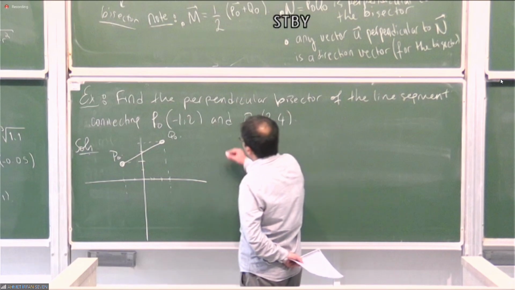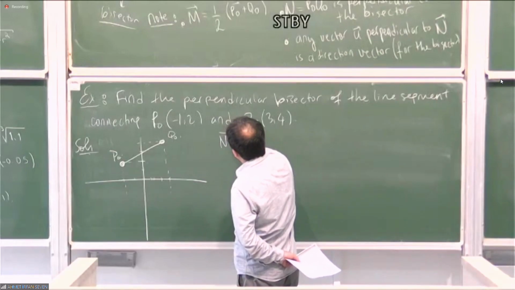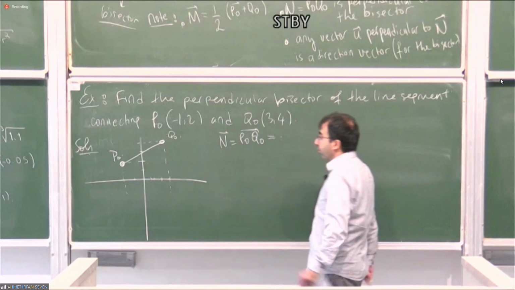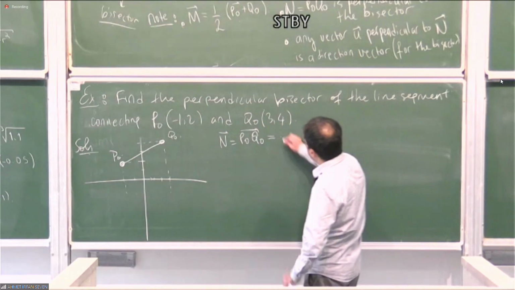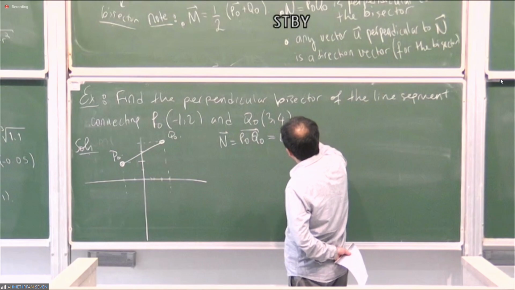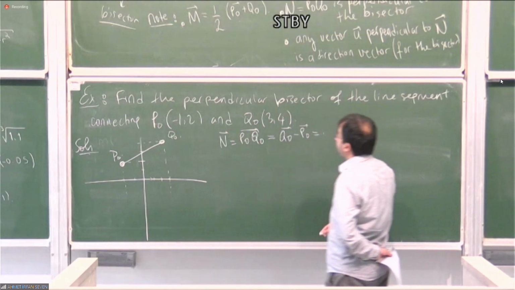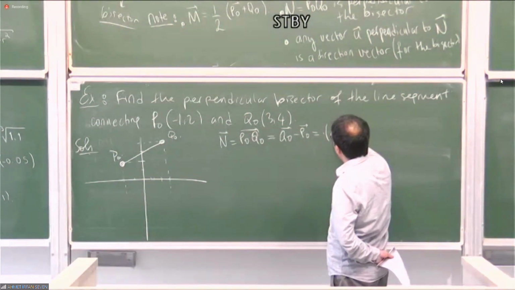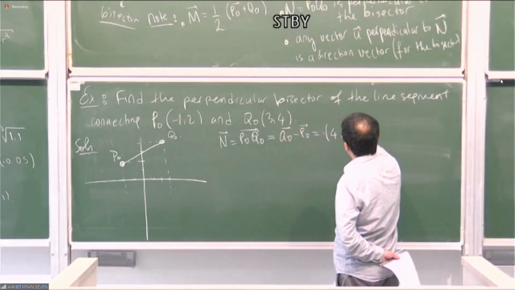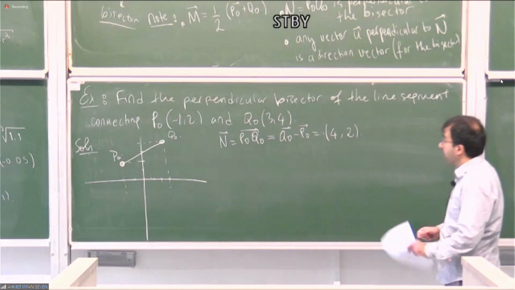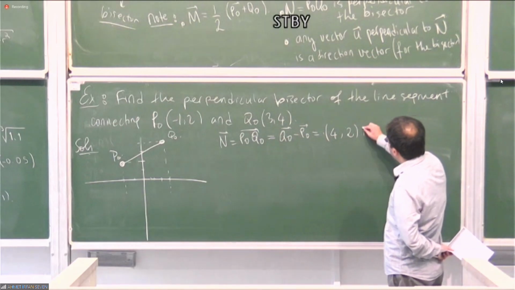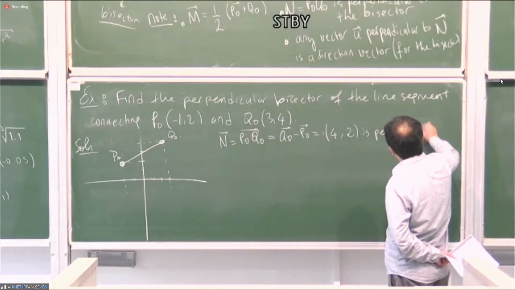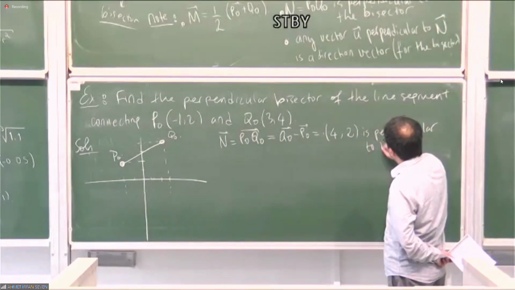so let's write this vector. So P0, Q0, which is Q0 minus P0. So what is this vector? Q0 minus P0. 3 minus minus 1 is 4. 4 minus 2 is 2. Okay. So what is it? This is perpendicular to the bisector.